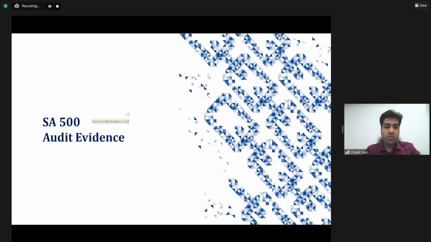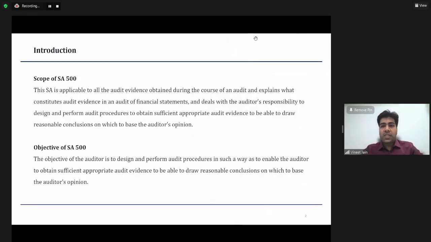So SA 500 Audit Evidence. I just mentioned that audit evidence is the essence of auditing of any type of financial statements. To start with, I would like to explain the scope and objective. Basically, this standard on auditing covers all types of audit evidence which are required during the course of an audit, and explains what exactly is audit evidence. Whatever audit evidence we come across, whatever information we gather during the course of our audit, may it be verbal, documented, electronic form, paper form, whatever it is, SA 500 covers all types of audit evidence, and they are required to be documented in our audit files.